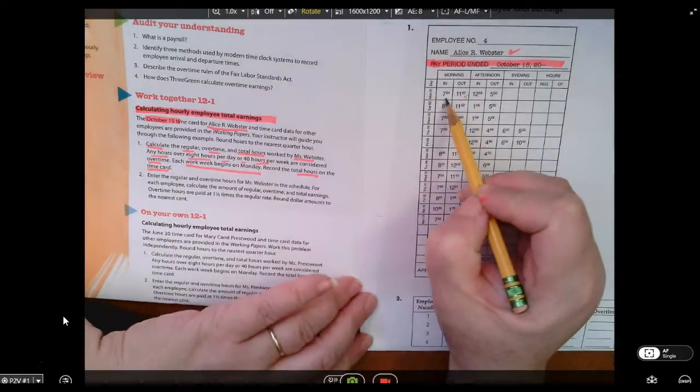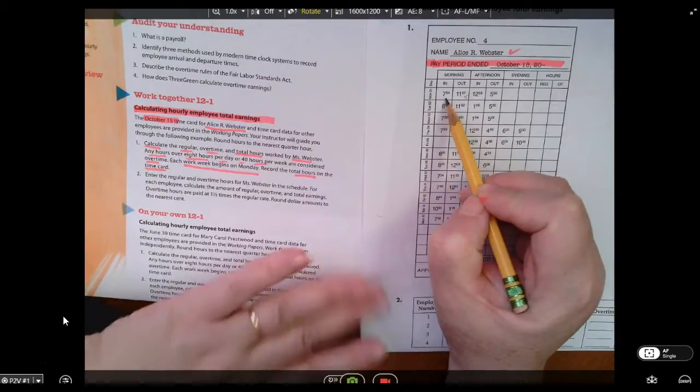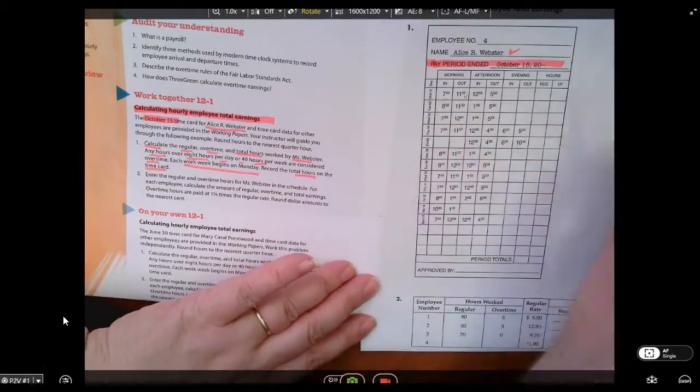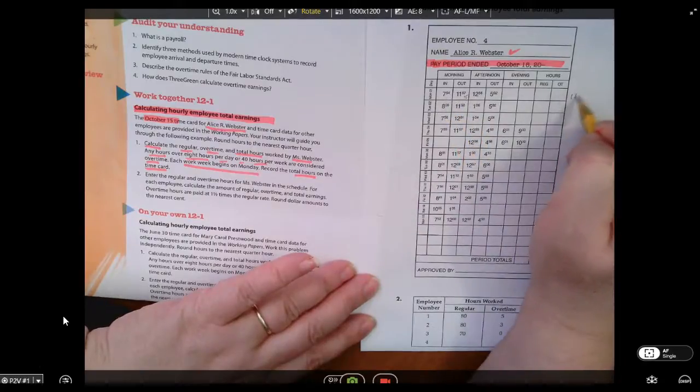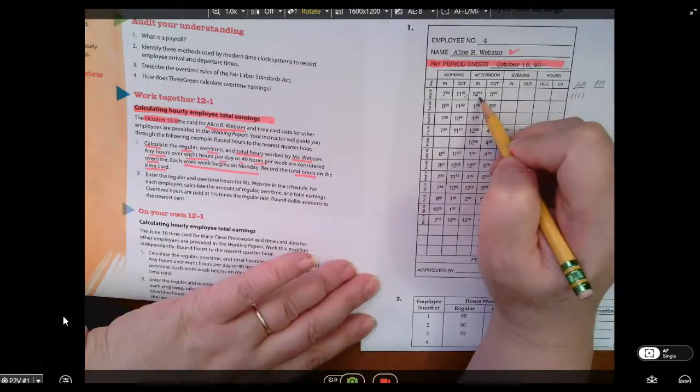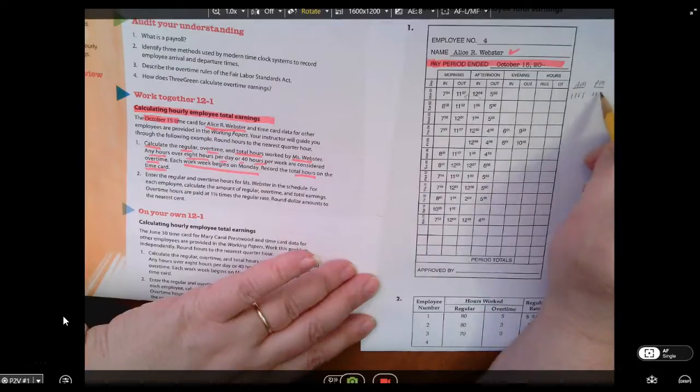So we look in the morning. She clocked in 7:54. Within that time frame, we're going to call it 8 o'clock to 12: 8, 9, 10, 11, 12. That was what she worked in the morning. What did she work in the evening? She got there, we'll call it 1 o'clock. 2, 3, 4, 5. Her regular hours for that day, 4 plus 4 is 8.